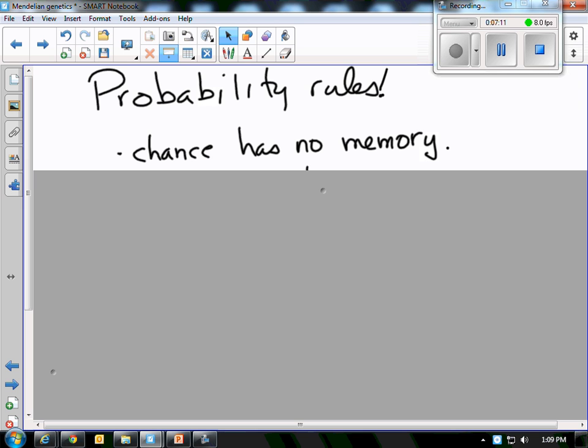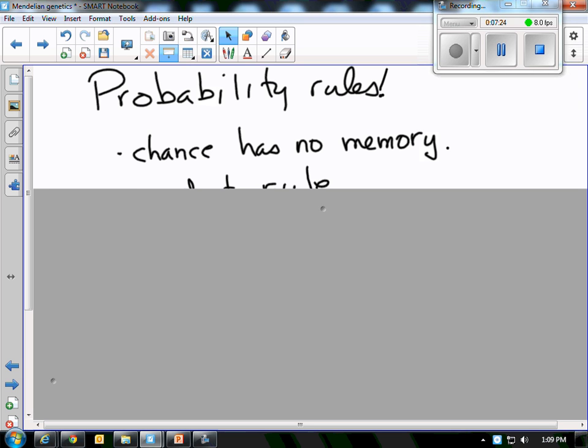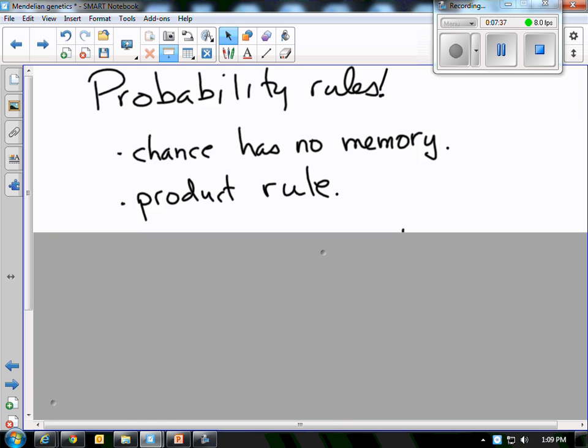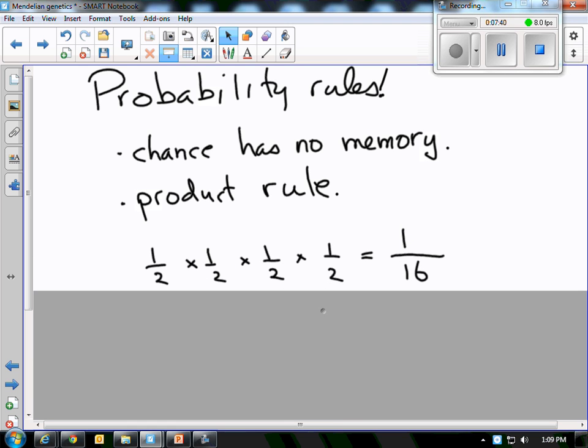However, if you said at the beginning, before they had any kids, what are the chances they're going to have 4 boys, then you have to use the product rule. The product rule says the chances of the individual events must be multiplied. So if you had said, what are the chances a family will have 4 boys, then you'd have to say something like this. Well, the chance of the first boy is 1 out of 2, and the chance of the second boy is 1 out of 2, and so on. So a chance of having 4 boys would be 1 out of 16.